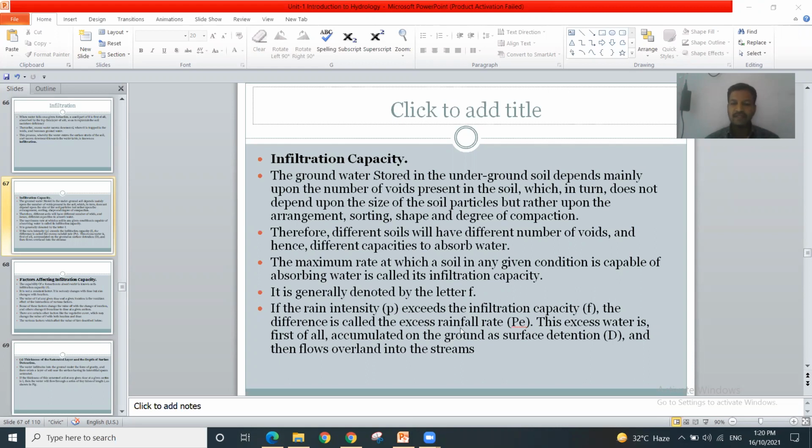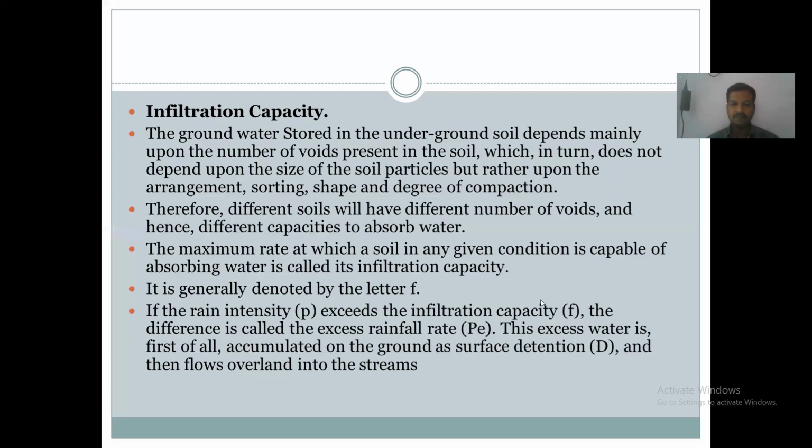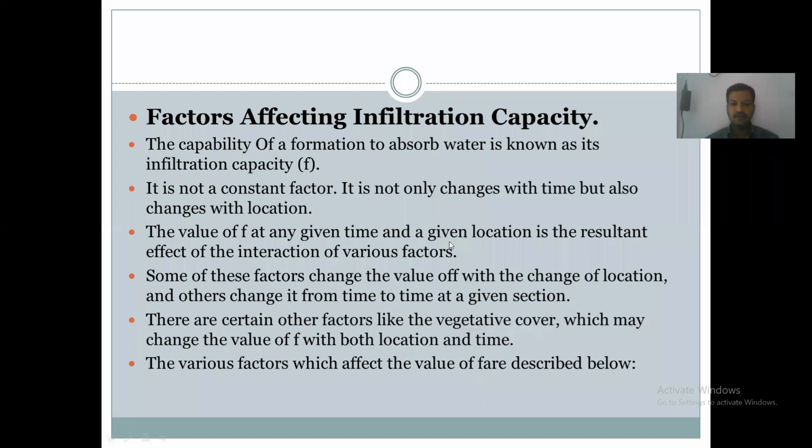Okay, when the intensity of rainfall is less than infiltration capacity, then the water will percolate through the voids of the soil. So this capacity of absorbing water by the soil is known as infiltration capacity.